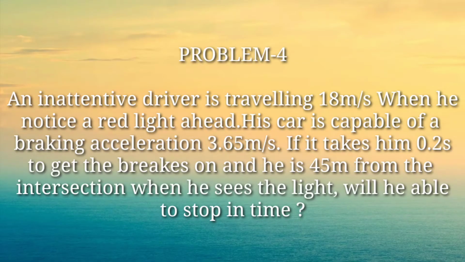An inattentive driver is traveling 18 meters per second when he notices a red light ahead. His car is capable of a braking acceleration of 3.65 meters per second squared. If it takes him 0.2 seconds to get the brakes on and he is 40 meters from the intersection when he sees the light, will he be able to stop in time?